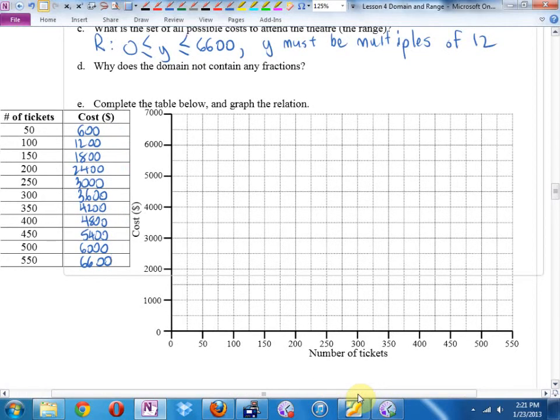All right, let's graph this. 50 tickets is 600 high. I think 600 would be right about there, a little above 500. 100 tickets is 1,200 high. 1,200 would be right about there. 150 is 1,800, a little below 2,000. 200 tickets is 2,400, a little below 2,500. Oh, I can get 250 exactly. That's 3,000. Definitely right there. 300 goes into 3,600, about there, a little above 3,500.